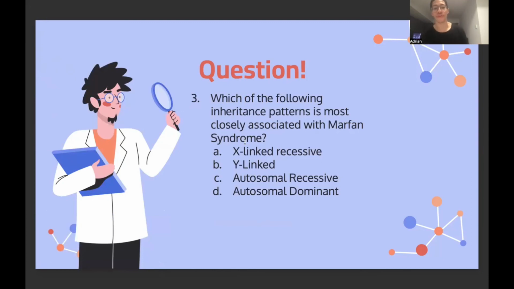Question number 3, which of the following inheritance patterns is most closely associated with Marfan syndrome? We've talked about this in the last unit, and we've touched on it in this presentation as well. I'm going to give you a second to answer. The answer here is D, autosomal dominant. This condition that we've been talking about, Marfan syndrome, is inherited in an autosomal dominant pattern, which means one copy of the altered gene in each cell is sufficient to cause this disorder, unfortunately.